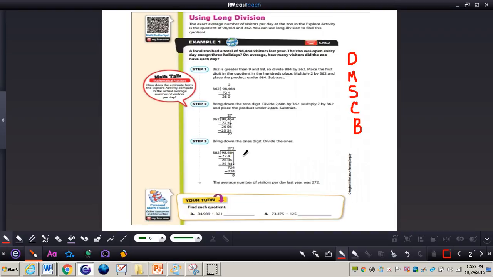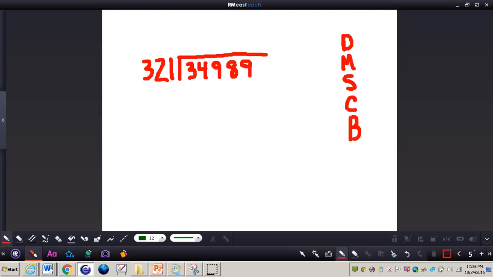We have 34,989 divided by 321. I want you to write this down in your math journal, and we will work on this together. All right, so my first step that we're going to do here is divide. We're going to take that 321, this is my divisor, and this is my dividend, 34,989.